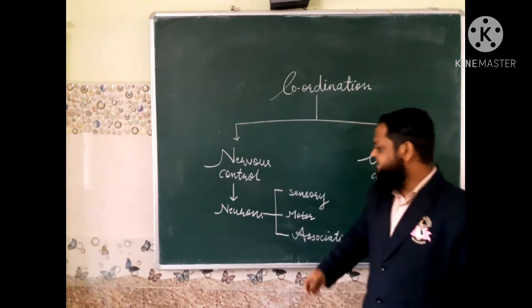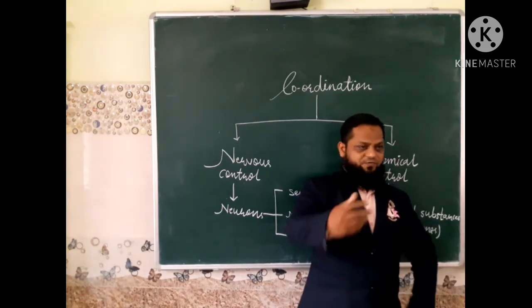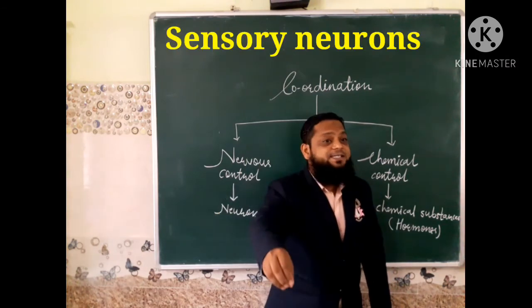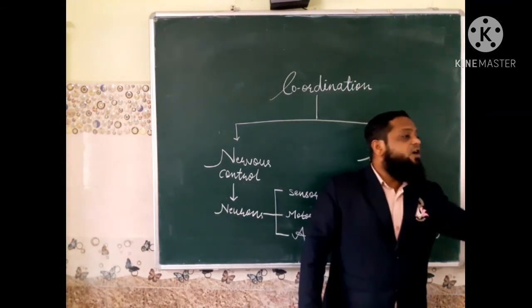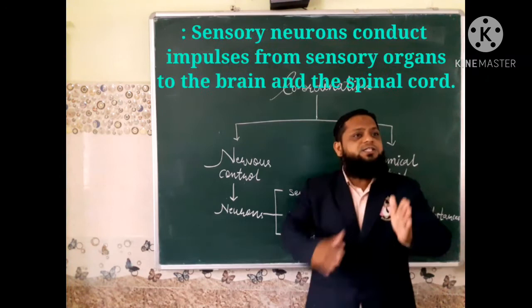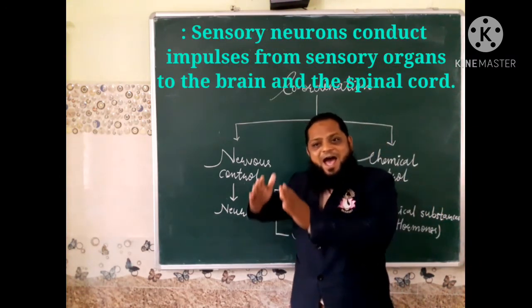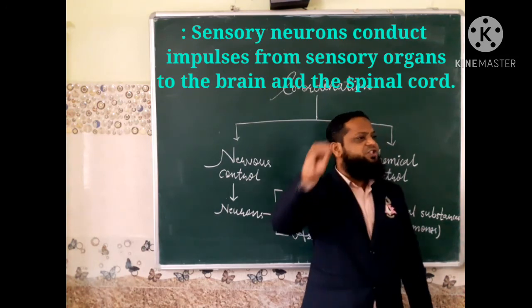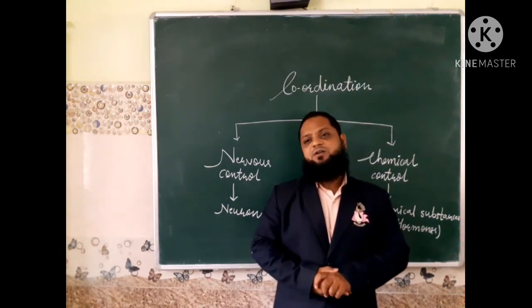Now let's see its types. Number one, sensory neuron. Sensory neurons conduct impulses from sensory organs to the brain and spinal cord. This is the main function of the sensory neuron.